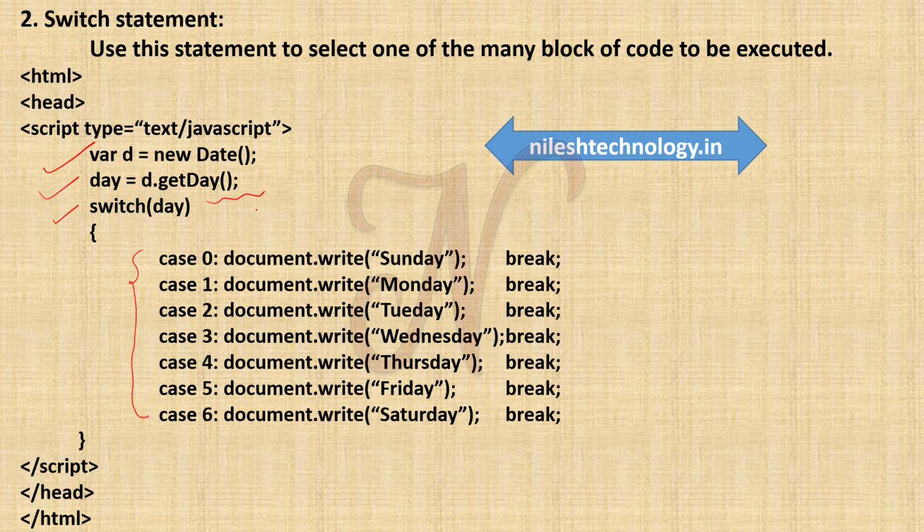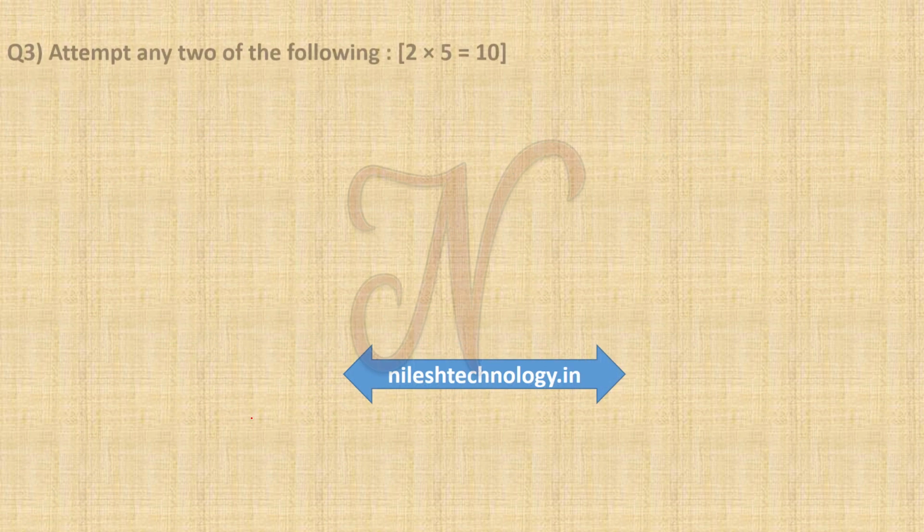By using this case number we print the day name and break the current case, and here we close the script, head and the HTML. So here we finish question number 2, then proceed to question number 3.